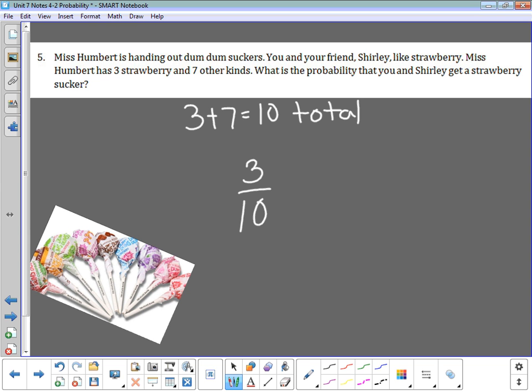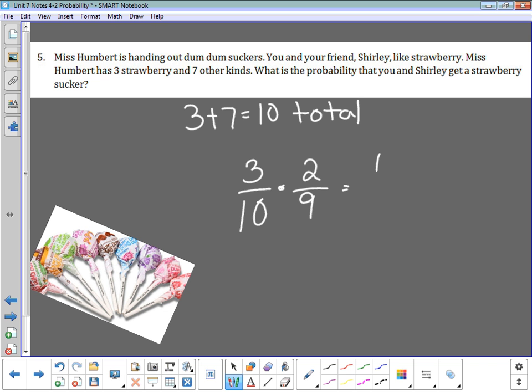So now, moving on to the next event, we're going to assume that you did get a strawberry sucker. You're happy, you're excited. Well, now I'm walking over and I'm getting to Shirley. Okay, well, I've already given you a sucker, so I know that I only have 9 suckers left. And I've also already given you a strawberry sucker. So that means I've gone down 1 more on my strawberry suckers. So I only have 2 left in my hand. So my new probability for that is 2 over 9.